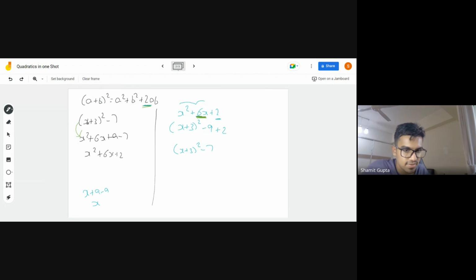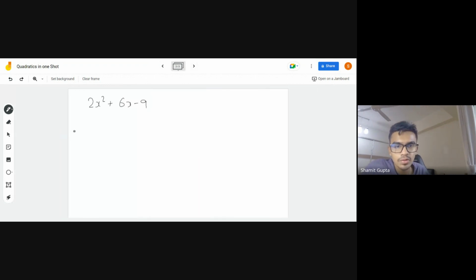Here, it was x plus 3, we got x squared. If you put 2x here, you'll get 4x squared. Then you'll say, okay, I can put root 2x, and then you can put plus 3 like this if you want. So it will become 2x squared, but then you won't be able to get 6x. It'll give you 6 root 2x. So you have to be careful in this matter.